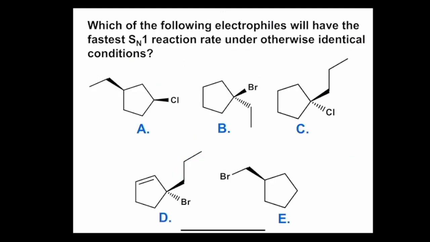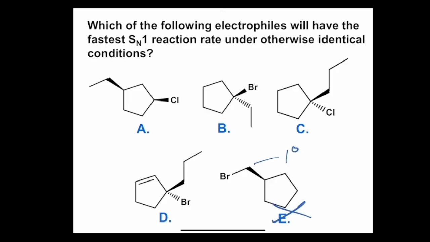Of these, which is your winner for SN1? So who can you eliminate right off the bat? Who's not even in contention anymore? Give me one of the letters where you say, nope, there's no way that's doing SN1. E. Okay, good choice. This is a primary. There's no stabilization near it. This one's out. This is primary, and there's nothing else helping it out.